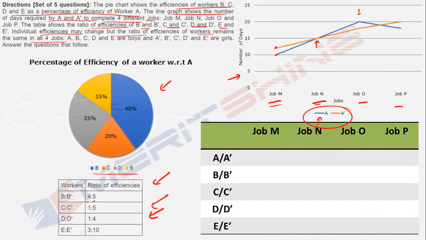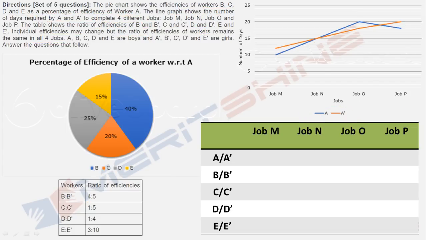What does this table talk about? These are the efficiencies of all the 5 people that we'll write here, and the quantum of work when it comes to M and OP, all these 4 jobs. So by looking at this graph, let's just try filling it for job M for A dash. These are the 2 numbers.